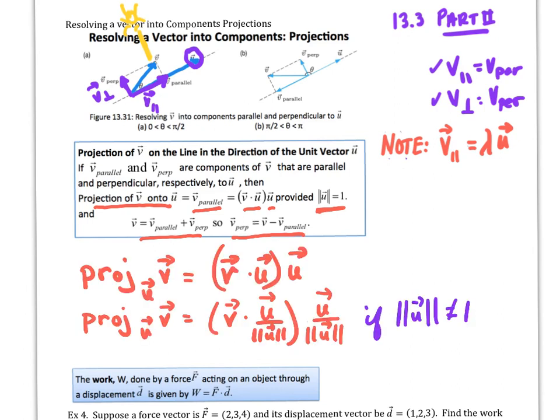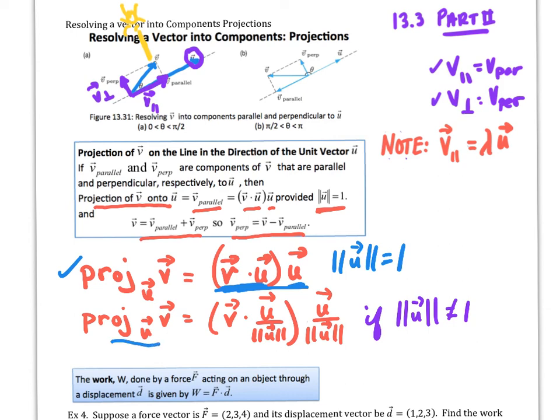So here's a couple things. First of all, here's some notation for projection of V on U, which I think some people write. This is what our book does. That's as long as the magnitude of U is equal to 1. So we're just finding this. Remember, this is a scalar. The dot product is a scalar. So that's just multiplied by some vector U.